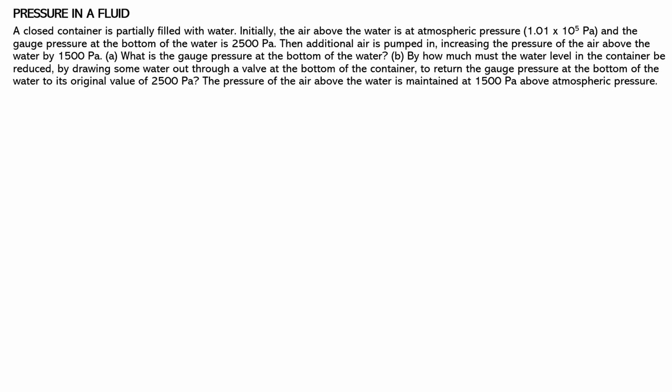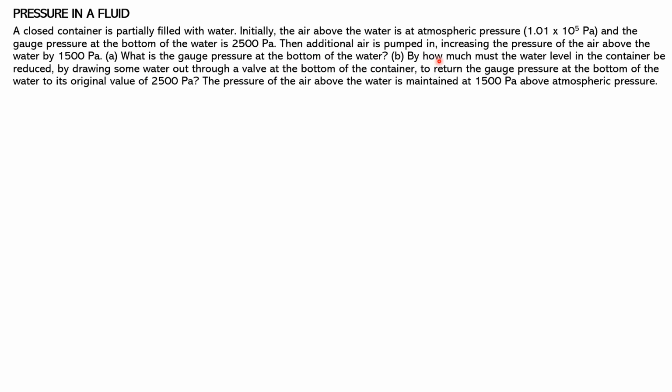For the second problem, we are going to deal with the pressure in a fluid. So, our problem: a closed container is partially filled with water. Initially, the air above the water is at atmospheric pressure, and that is equal to 1.01 times 10 to the 5 Pascal. And the gauge pressure at the bottom of the water is 2,500 Pascal. Then, additional air is pumped in, increasing the pressure of the air above the water by 1,500 Pascal. So, we need to find letter A, what is the gauge pressure at the bottom of the water?